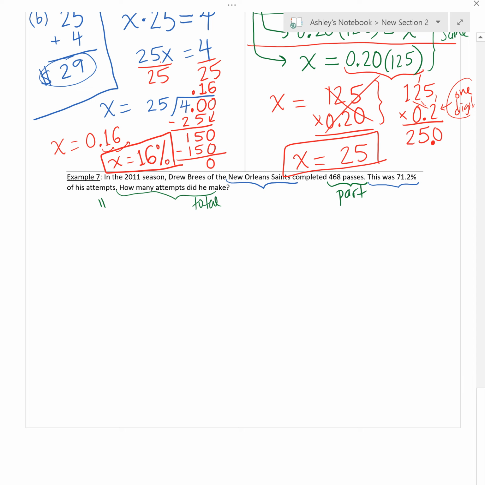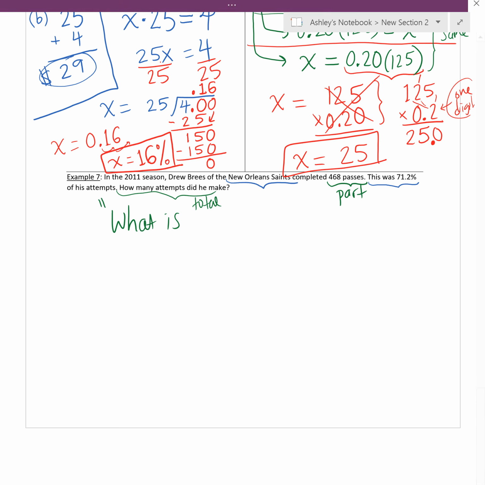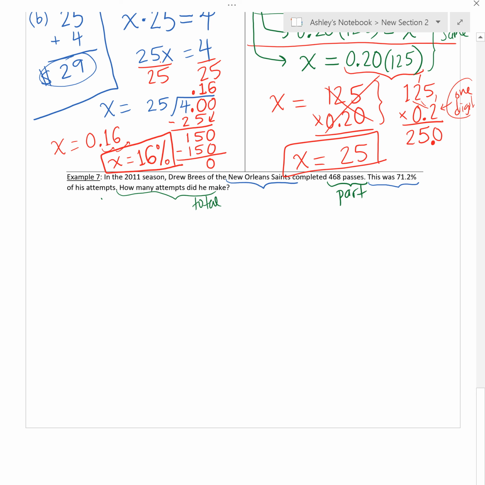So I think we're taking 71.2% of the total, which is what we don't know, and getting 468, because that's just part of the number of total attempts that he made. So I think what we want to know is what is, or let's see, is that right? Sometimes it's kind of difficult to rephrase it how you want. What do we want to say?